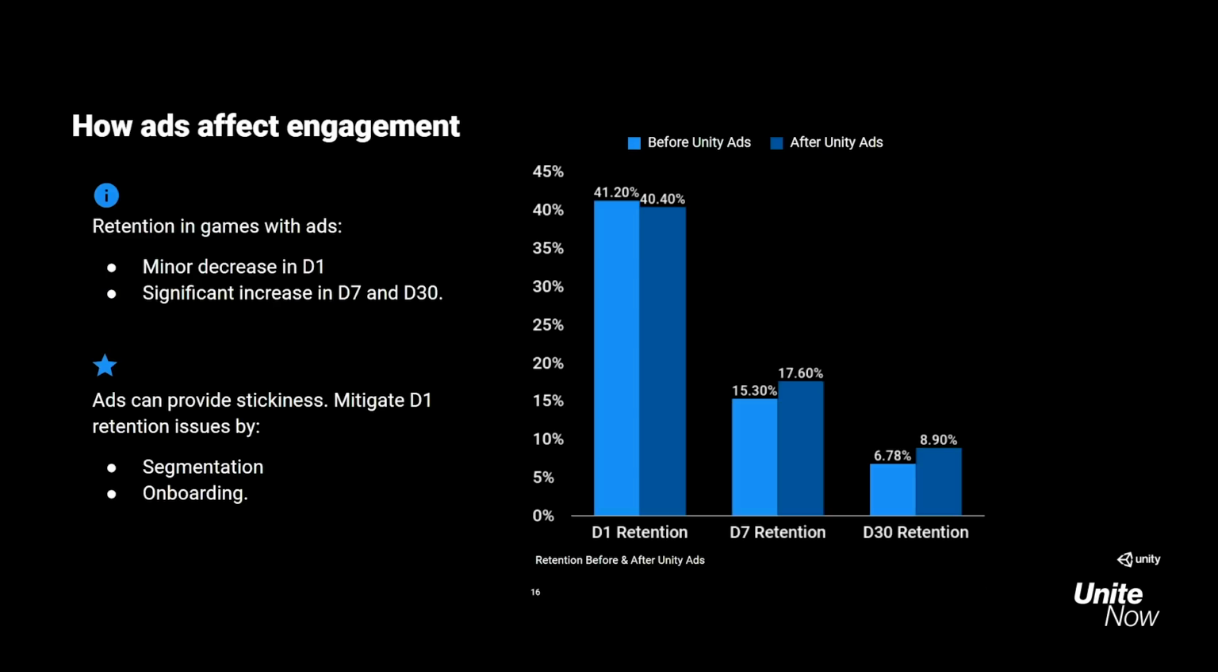You can also mitigate this day one churn issue through proper segmentation and onboarding. For example, maybe don't show ads to players until day 2 or even week 2. That way, you let players kind of settle into your gameplay experience before you start introducing ad monetization.